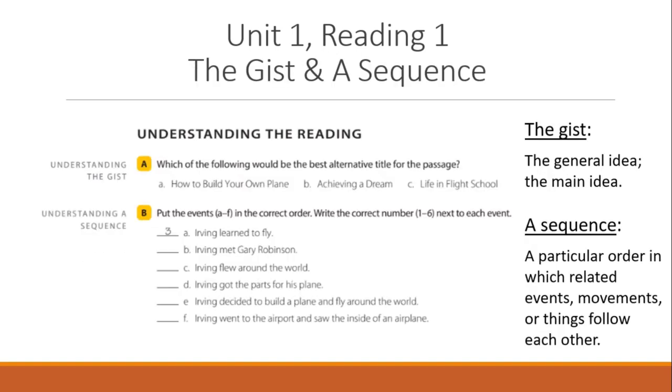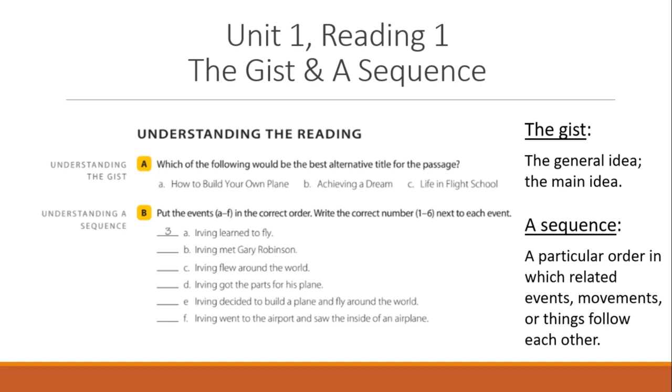All right, now that we've read this reading, we've skimmed it, we've predicted, we read the reading, now it's time to understand the reading. And here there are two new ideas. The first is called the gist, and the second is understanding a sequence. So what is a gist? The gist just means the general idea or the main idea. So that's for part A.